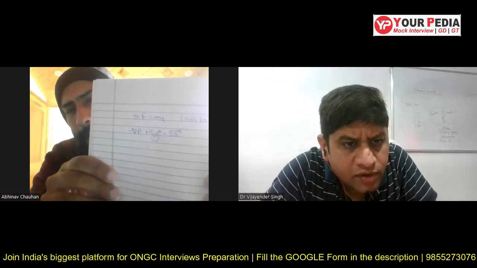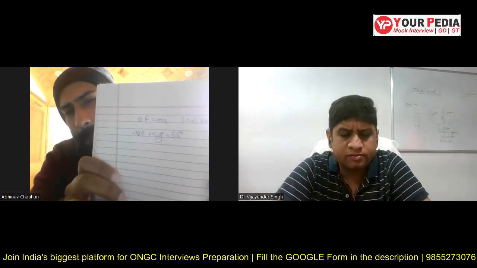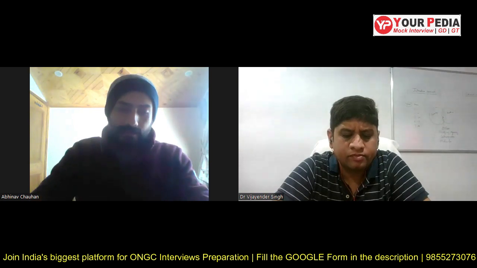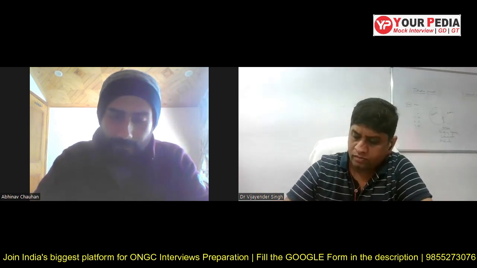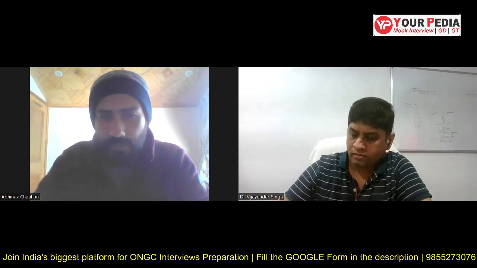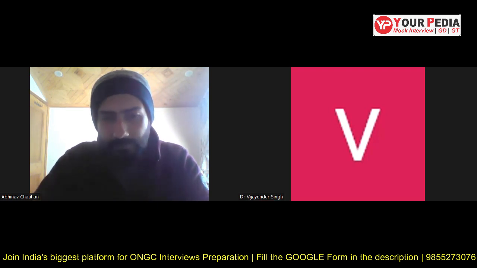What is the second law of Newton? Sir, summation of forces is equal to mass into acceleration, used generally for solids. And for fluids, it is used as minus del P plus rho g is equal to rho a, for non-viscous fluids. For viscous fluids, we use the Navier-Stokes equation, which also includes viscous forces.